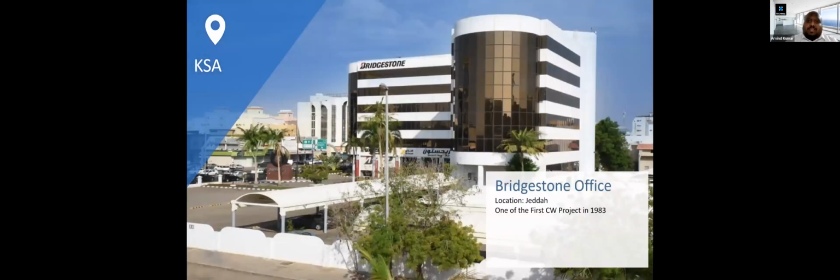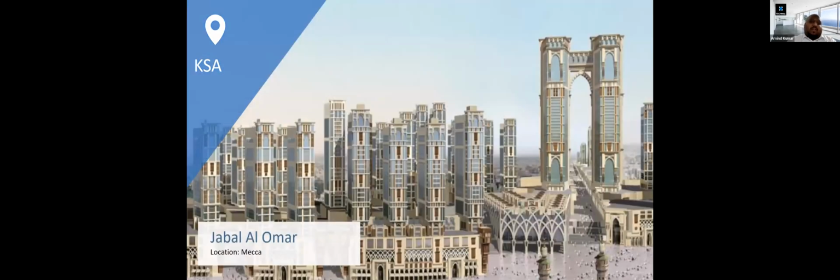Also, a lot of history associated with Technal. We have the first ever curtain wall, one of the first ever curtain walling projects in Jeddah in '83, the Bridgestone office, which was also done by Technal. And this building still is a landmark building in Jeddah, and many people have hailed praises at it because it still stands perfectly fine without any issues at all.